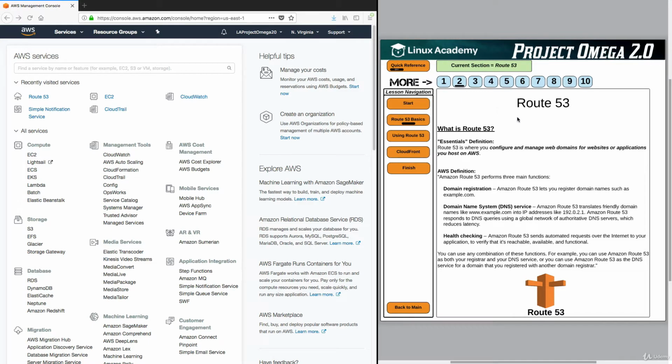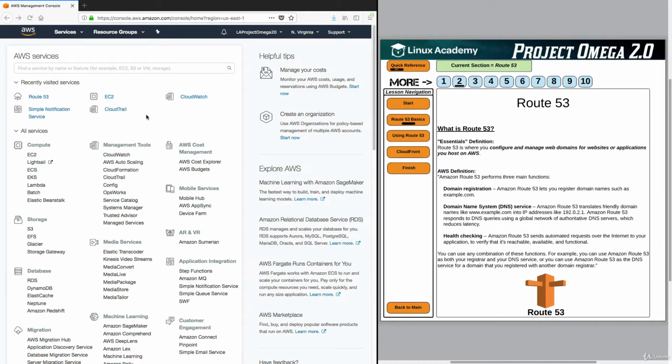So what is Route 53? The Essentials definition is that Route 53 is where you configure and manage web domains for websites or applications you host on AWS. Think of Route 53 as where you go to manage domains within AWS.